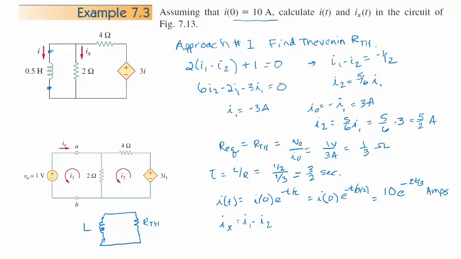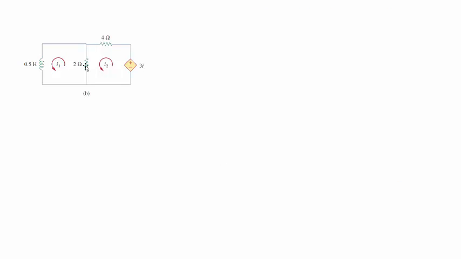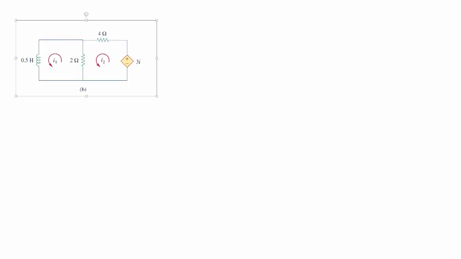Let's look at doing it the alternative method. The alternative method is to apply KVL directly to the circuit, and then you have two differential equations and two unknowns, which is alright, but let's do it. So I have loop 1 and loop 2, so we're going to write loop equations for this loop, and this one will have a differential in it.